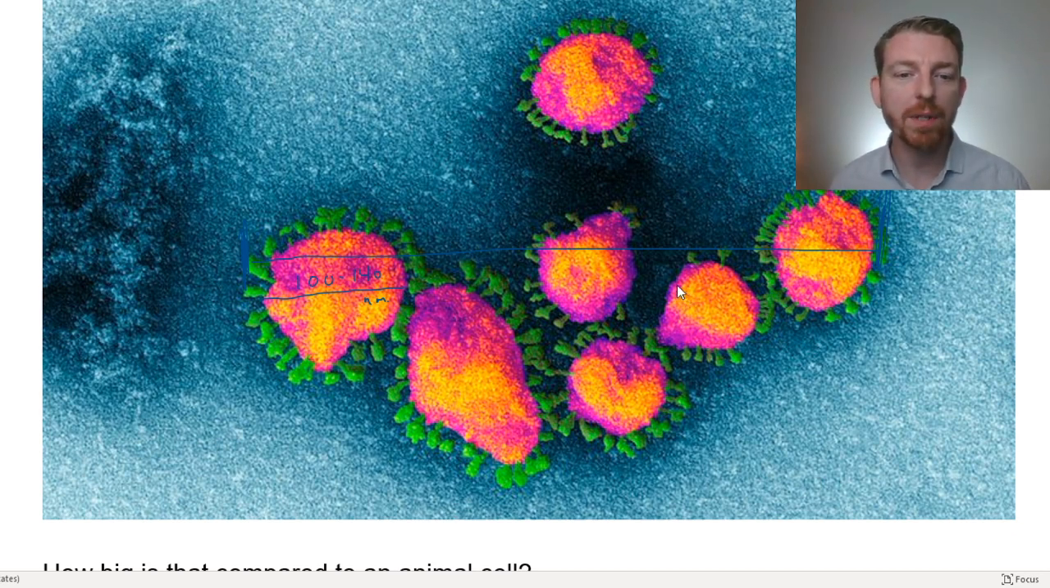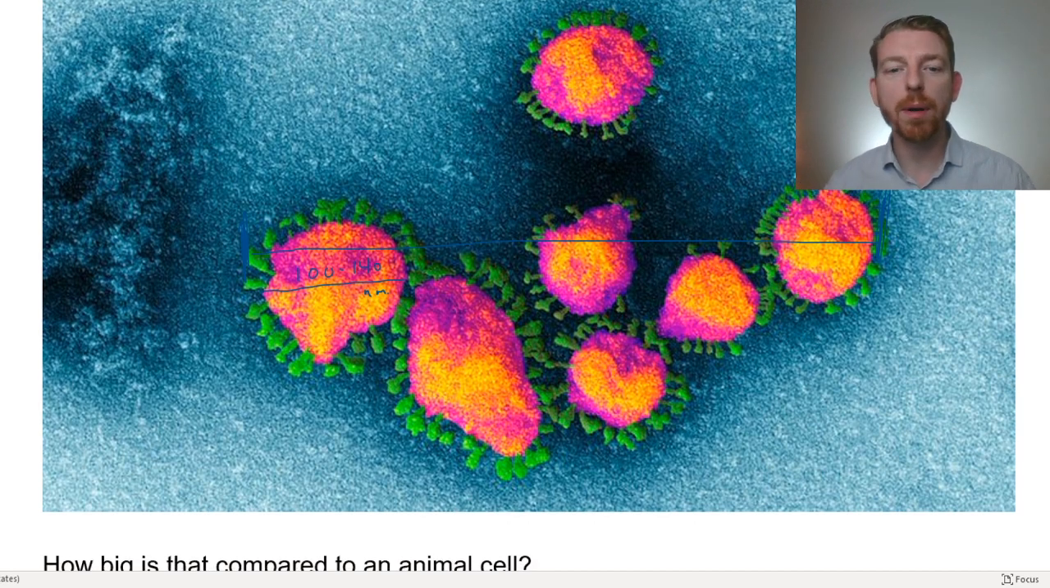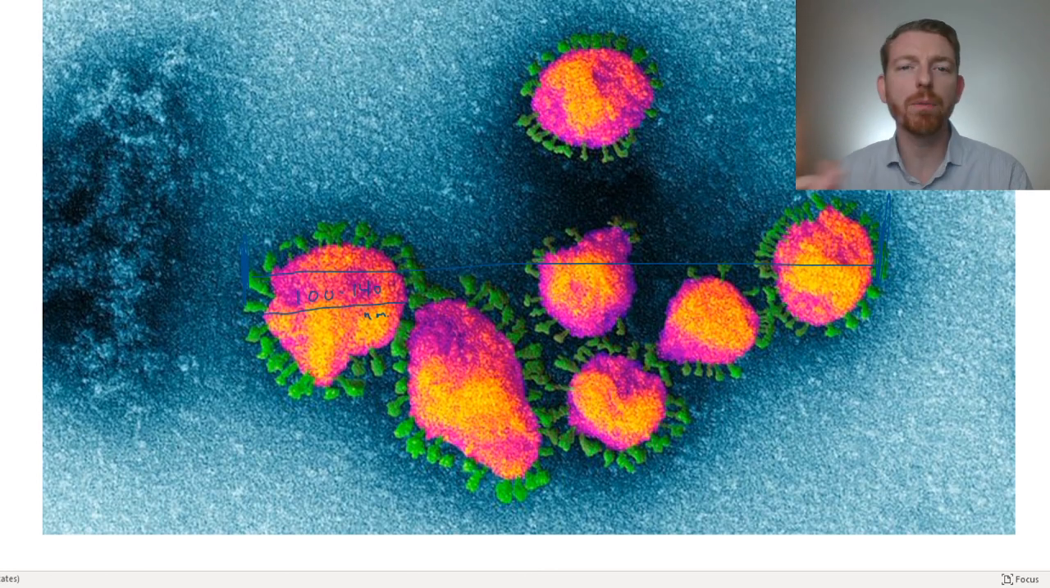We can, however, see it using electron waves. So we can use an electron microscope to have a good look at them. What we're seeing here is the envelope on the outside, and then these surface proteins, which we're definitely going to talk about, that are causing us all the problem. So I can say that it's about 100 nanometers. I can say that it's a fraction of the size of light, but we don't really talk about the size of light that often either.